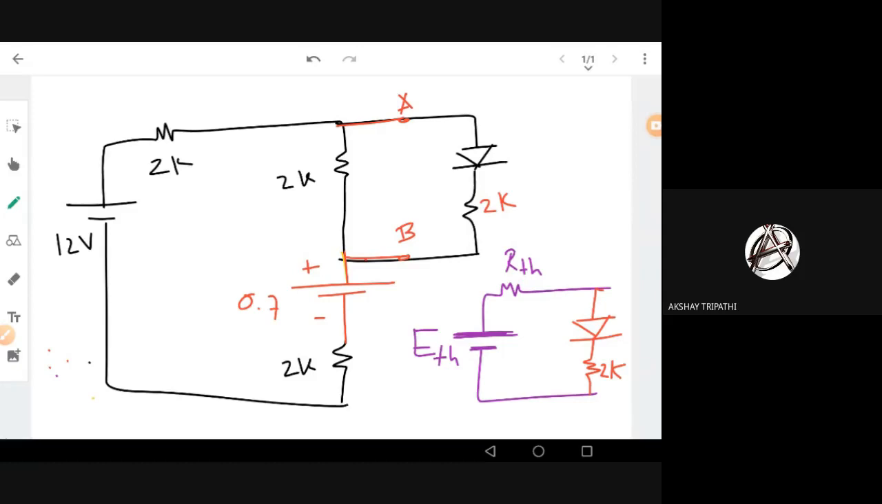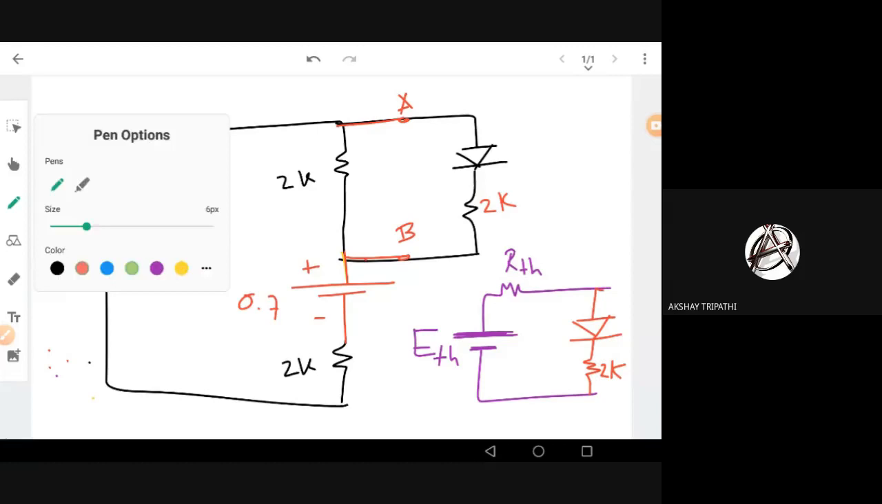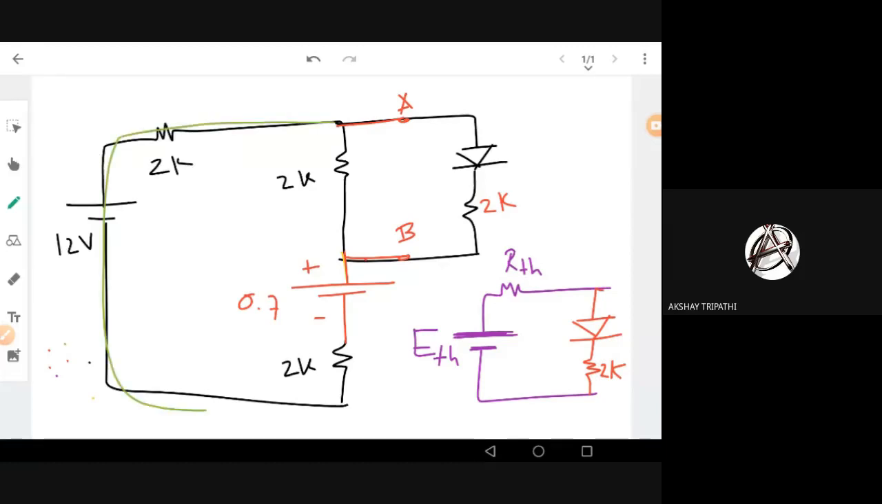Okay, what is the equivalent resistance? While finding equivalent resistance, we know we have to short circuit the voltage source. So in this path, the resistance is nothing but 2k parallel 4k, right? This is the resistance across A and B. So 2k parallel 4k is 2 into 4 by 6, 8 by 6k. So Thevenin resistance is 8 by 6k, which is 4 by 3k.